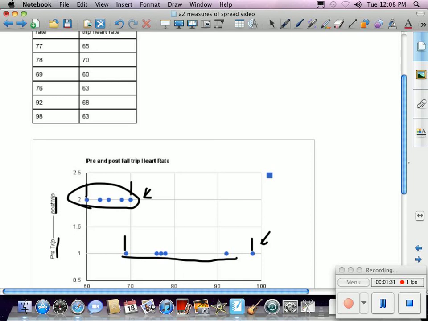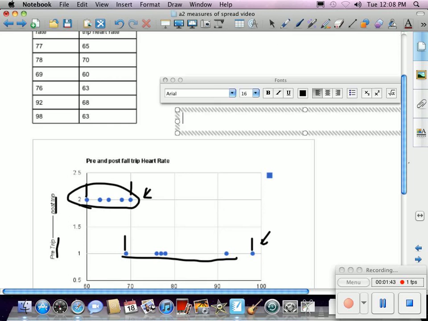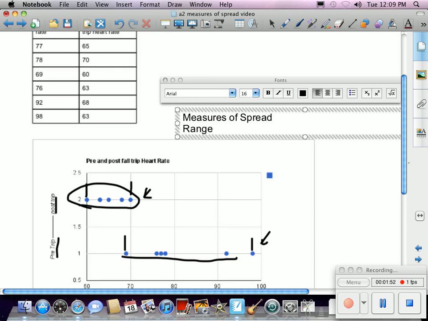Now, what we're going to look at is a couple of ways to quantify that difference in spread. So we're going to look at what's called measures of spread. Type that in there. There are two main measures of spread. One of them is range, which most of you are probably familiar with, and the other one is standard deviation.